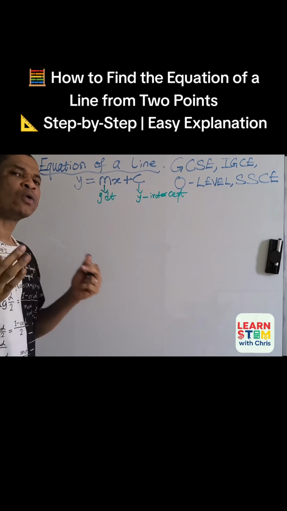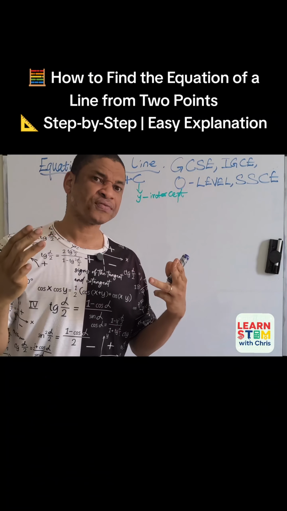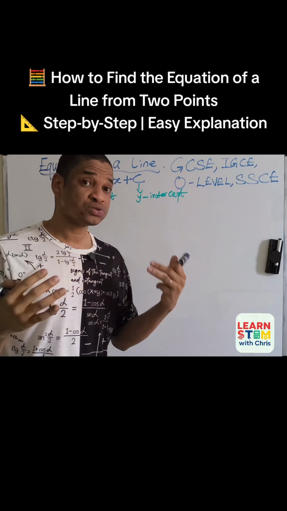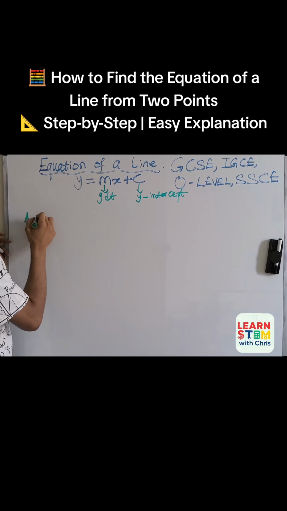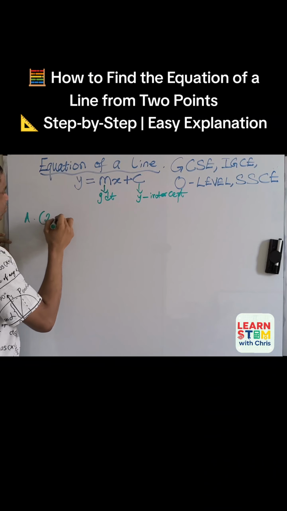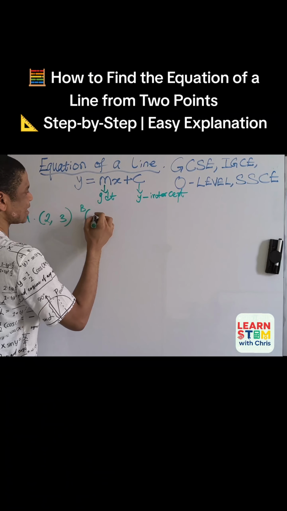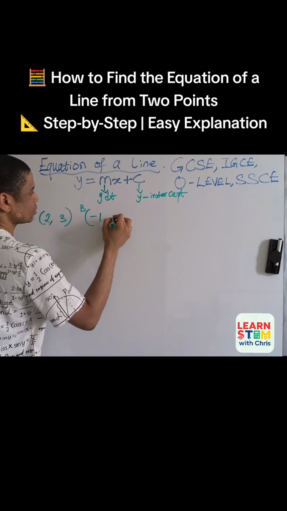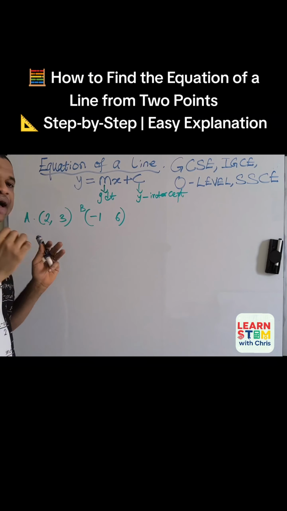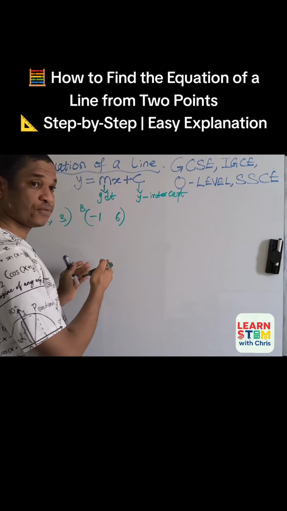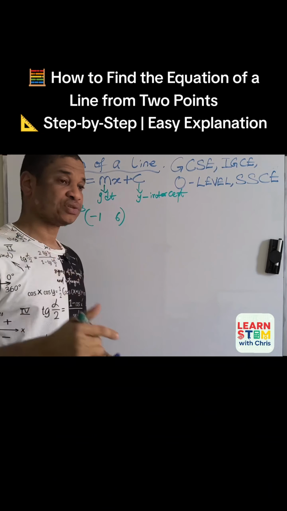So how can we find the equation of a line? This is just a rough summary, but if you know what I'm going to say, trust me, you'll be able to tackle any question. Let's say I give you point A as (2, 3) and point B as (-1, 6). These are two points. I want to find the equation of this line.